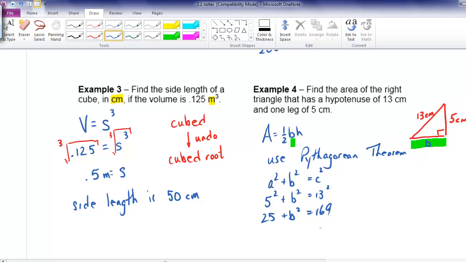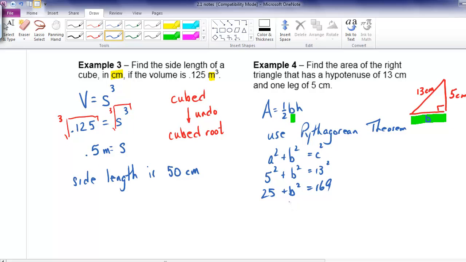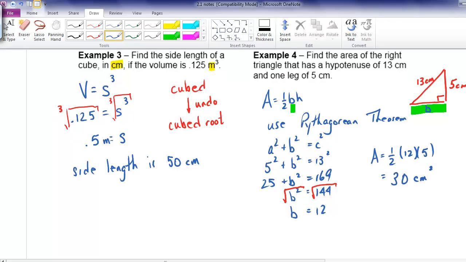Again, I'm solving an equation. I want to isolate b, bring the 25 over by subtracting it from both sides, and then I undo a square with a square root. And what I do to one side, I do to the other side, and I end up with my base is 12. So I do a lot of extra work here in order to find this number. When we go ahead and plug that number into the formula, we get 30 centimeters squared. So again, beware of your units.